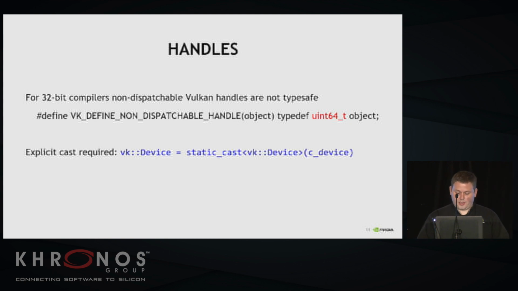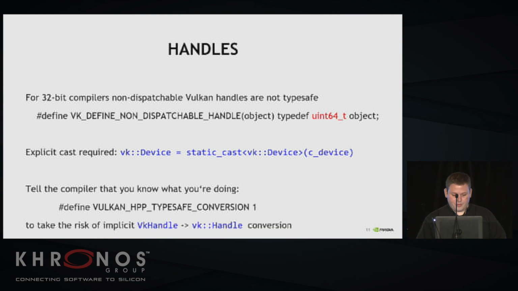So you can do a static cast if you want to, or if you're working on a 64-bit platform and you just want to cross-compile to 32-bit, you can define Vulkan-HPP type-safe conversion, and it will enable implicit conversion also on 32-bit. But yeah, you shouldn't do this unless you have a 64-bit project to detect those errors.